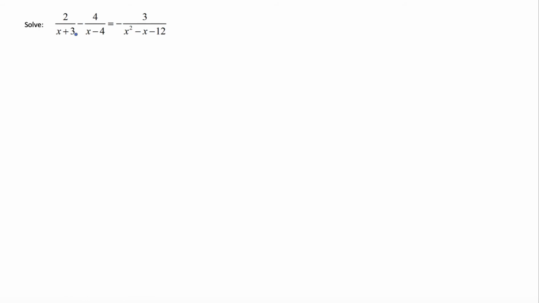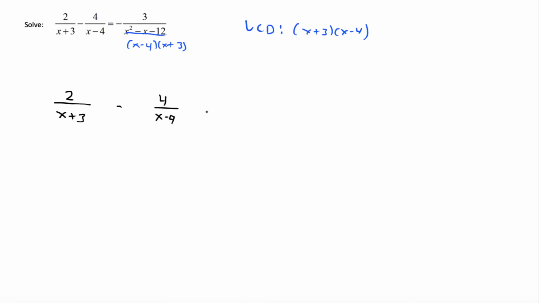You notice that here, all the x's are in denominators, right? So what we want to do is multiply each term by the LCD. If we factor the last term here, we get x minus 4 times x plus 3, which is good. What's our LCD here? Our LCD is going to be x plus 3 times x minus 4. So we want to multiply each term in our original problem, each fraction, by the LCD.